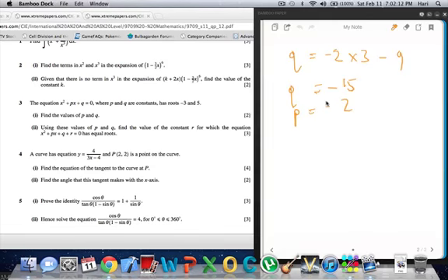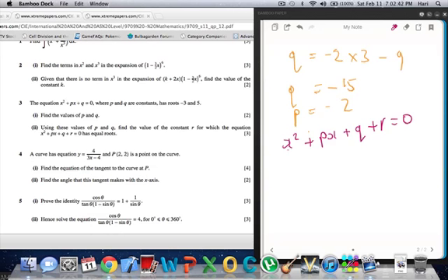Now, going back to the problem, we finished part 1. Part 2 states that using these values of p and q, find the value of constant r for which the equation x squared plus px, let me write down the equation. I'll do this in a different color, maybe pink. x squared plus px plus q plus r equal to 0.